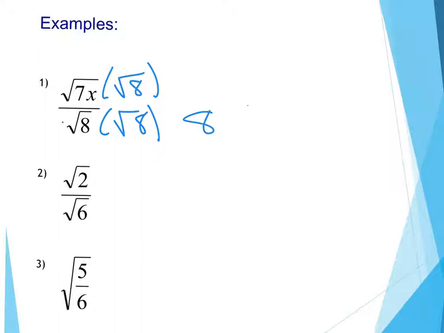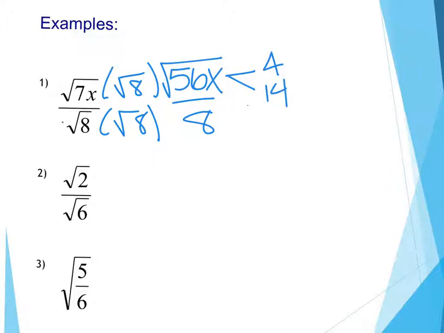And then I have 2 radicands, so I can go ahead and multiply those. And 7 times 8 is 56. And I have that x, and that is inside of the radicand. Now I want to see if I can break down the 56 even further. And I know that 4 and 14 would break that down even further.